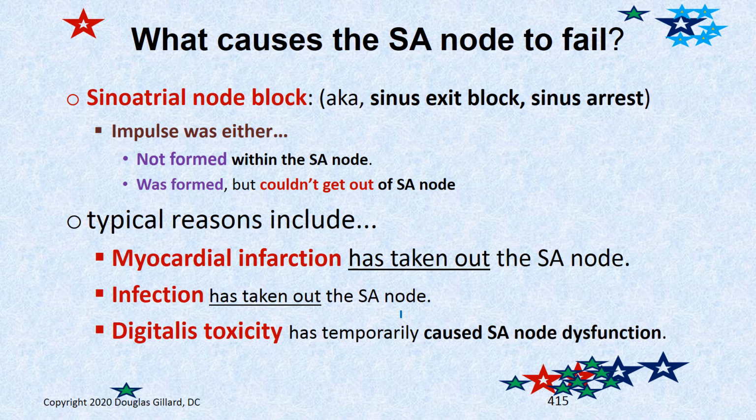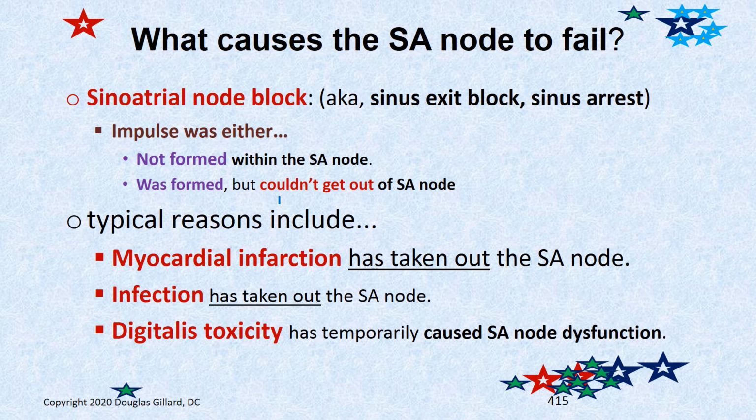Sinoatrial node block. Remember, the SA node is the sinoatrial node. One of the most common causes is a block, where there are two types of SA node block that can occur. One, the physiological mechanism that generates an action potential, something's messed up with that, and the SA node just can't make an impulse. So that would lead to SA node failure.